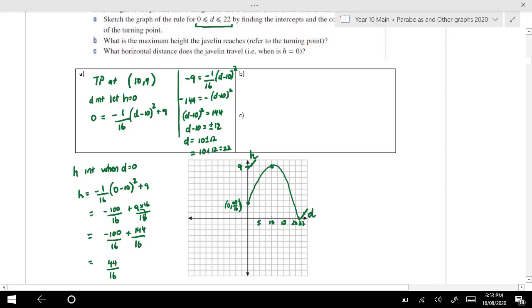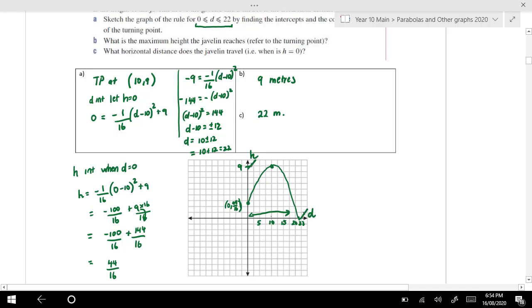It says here, what is the maximum height the javelin reaches? Well, we've just done that by finding the turning point. That is 9 meters. And what horizontal distance does the javelin travel? That horizontal distance there, we can see, is 22 meters.